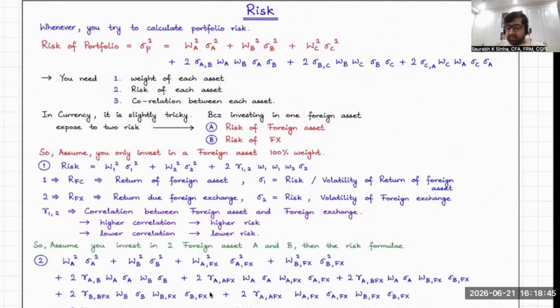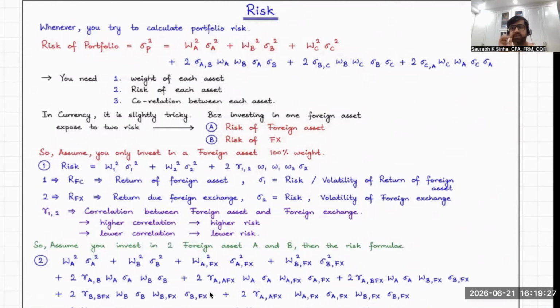So, when you invest in a foreign asset, you're exposing yourself to two risks. One is the risk of the foreign asset, and another is the risk of the foreign exchange or the risk of the foreign currency and the volatility of the FX rates, USD versus INR, USD versus EUR, the volatility due to exchange rate. So, how to deal with it?